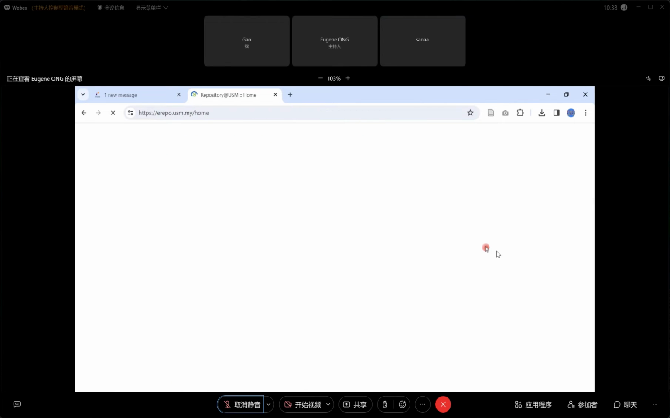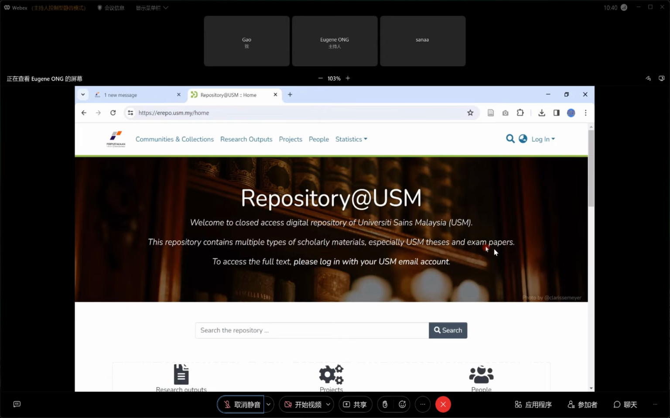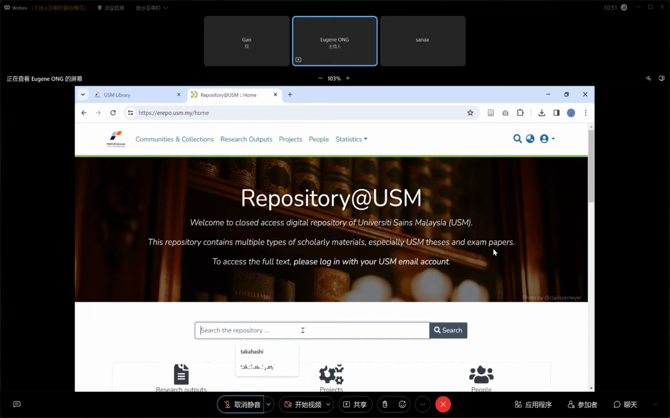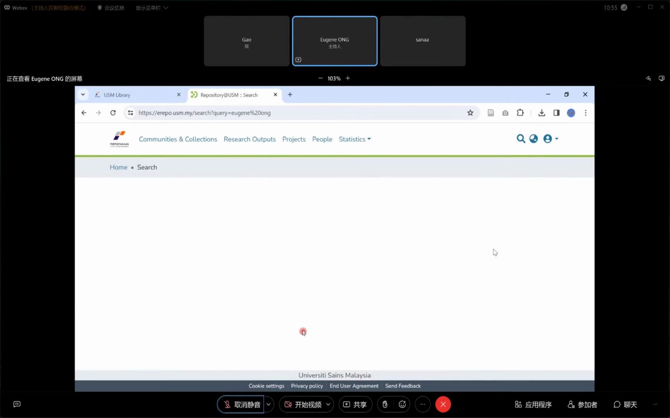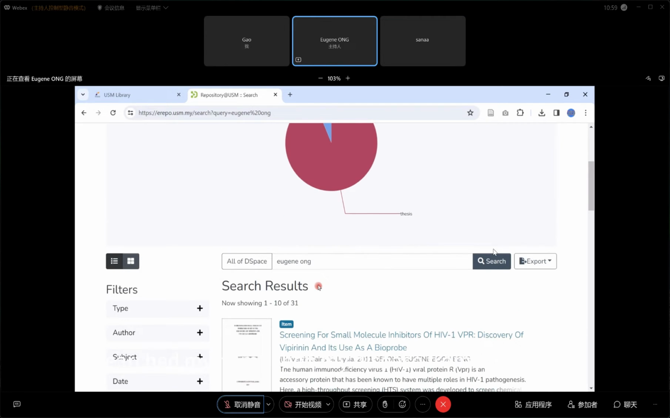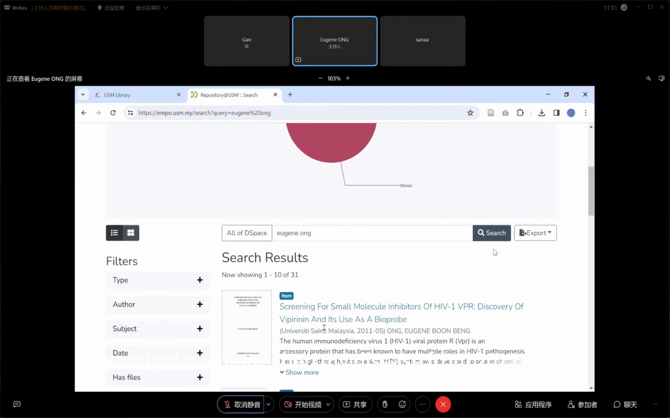You should be able to log in with your student ID. This is mine, right? I logged in already, and you can download the USM thesis here. For example, if I search my name, then my thesis from 2011 is here. And more recent ones, perhaps, if you want to search for ELISA.